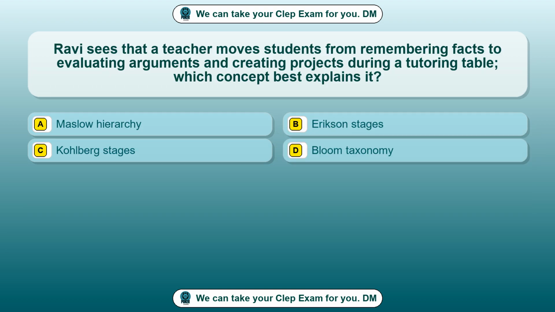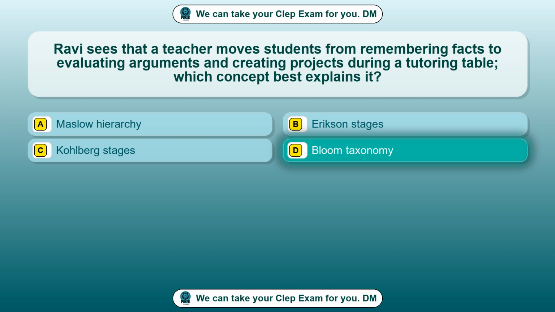Question 61. Ravi sees that a teacher moves students from remembering facts to evaluating arguments and creating projects during a tutoring session. Which concept best explains it? Option A, Maslow hierarchy. Option B, Erikson stages. Option C, Kohlberg stages. Option D, Bloom taxonomy. The correct answer is option D, Bloom taxonomy.